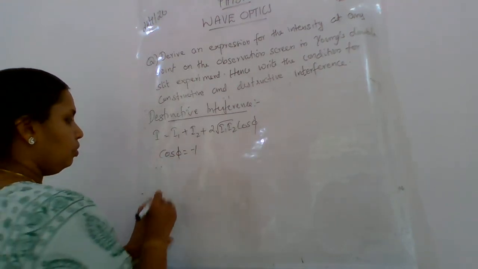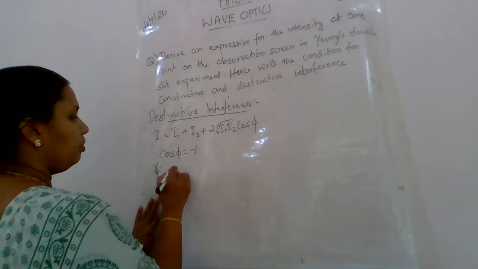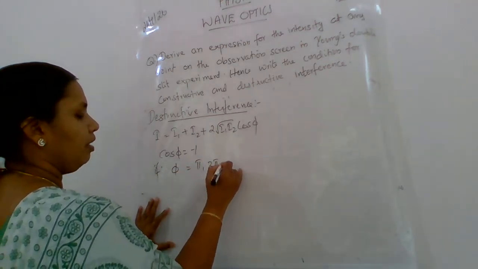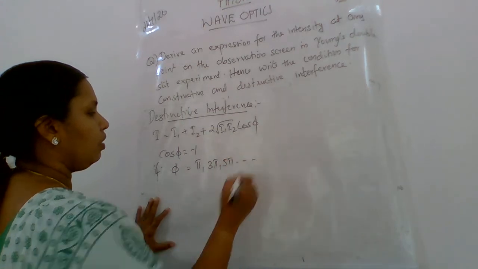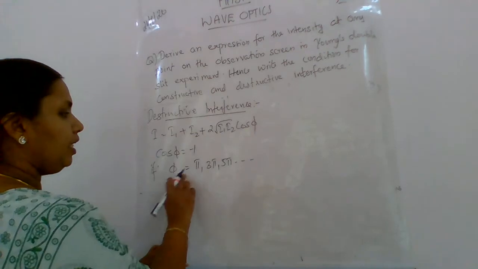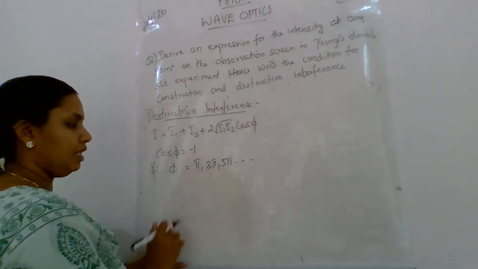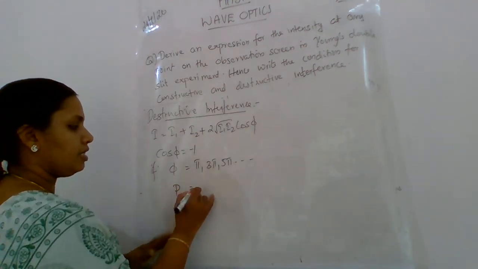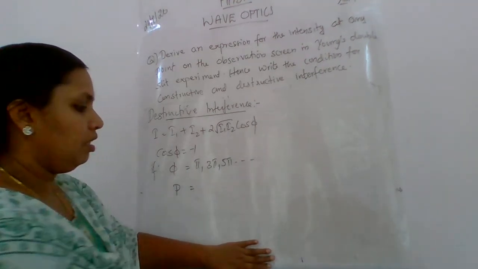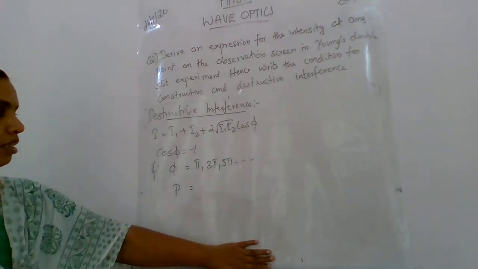Isn't it? So what is the value of phi? Yes, it is 180 degrees, 3 pi, 5 pi, etc., like cos 180 is minus 1. So if phi is equal to pi, 3 pi, 5 pi, etc., what will be the path difference? So 180 degrees means, what is the path difference?